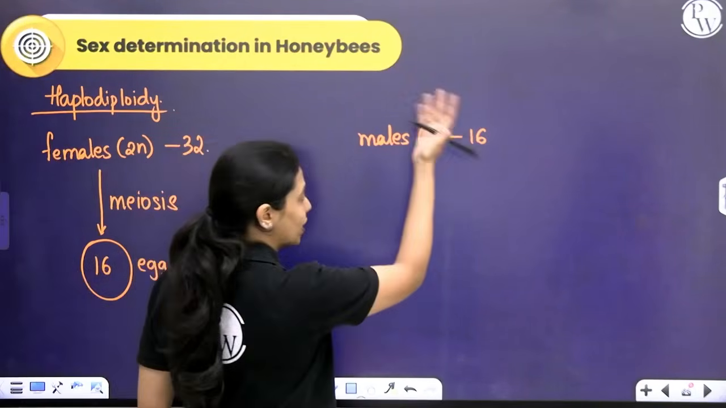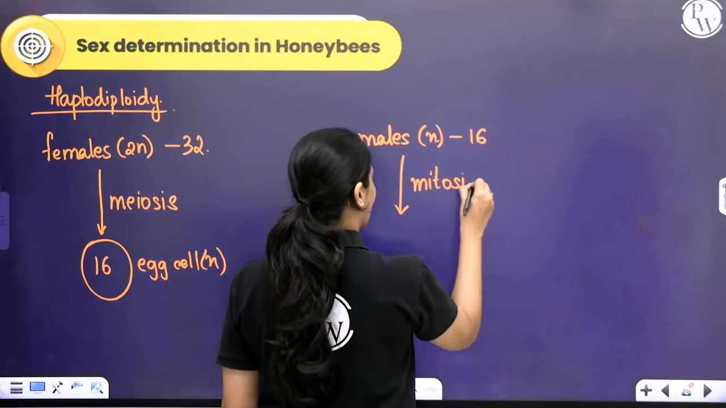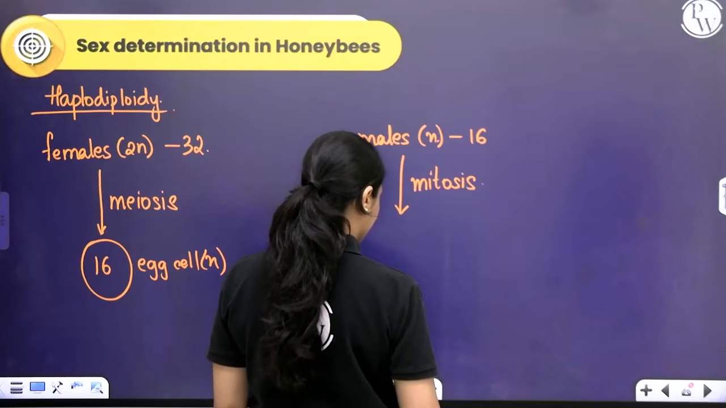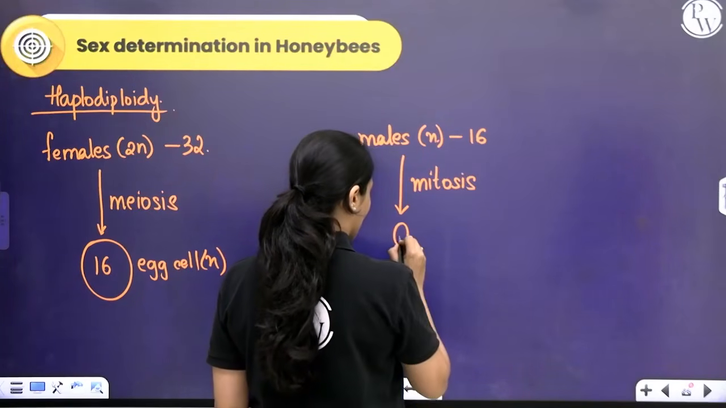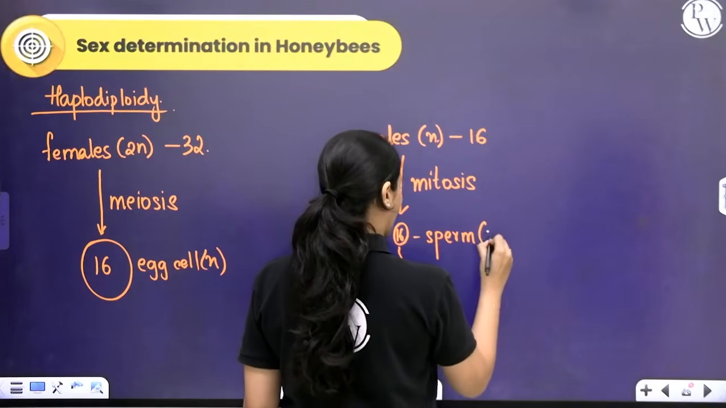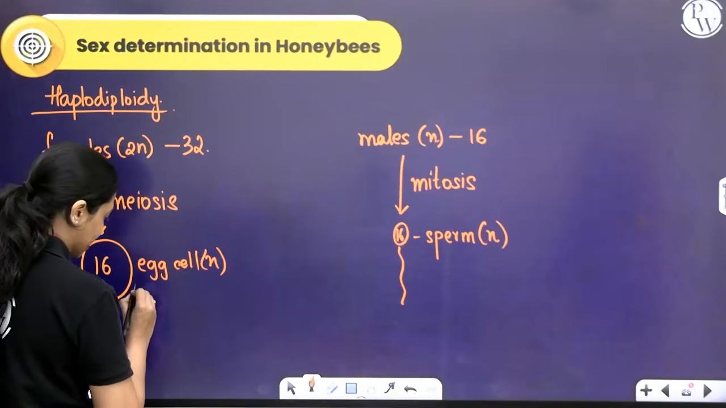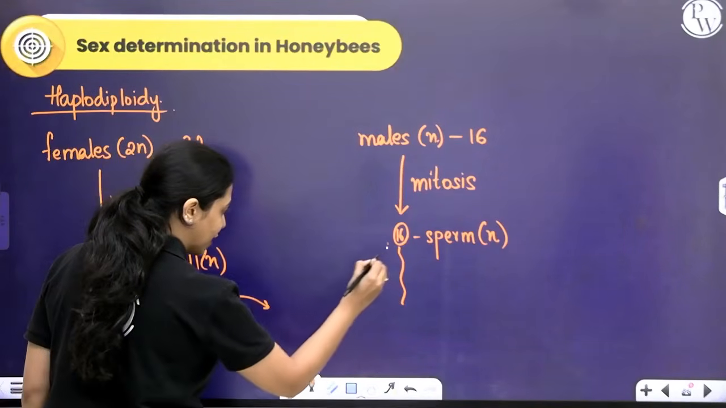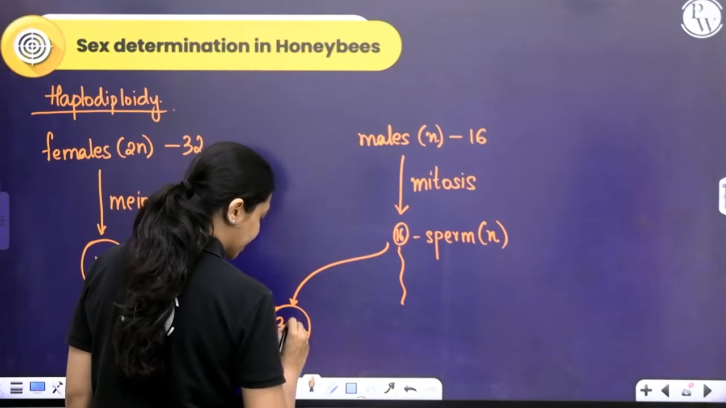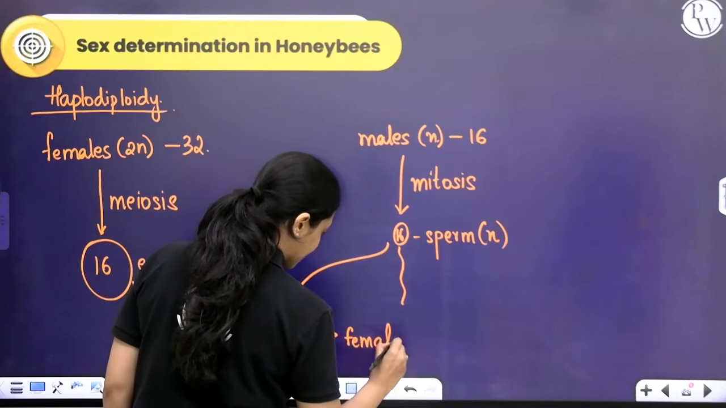The male is already haploid. Male will not undergo meiosis. Male will undergo mitosis to produce sperms that contain 16 chromosomes. Now, this queen can fertilize her egg using the sperm from the drone and get a zygote with 32 chromosomes. This will become females.